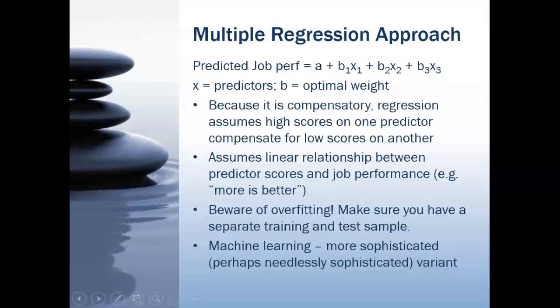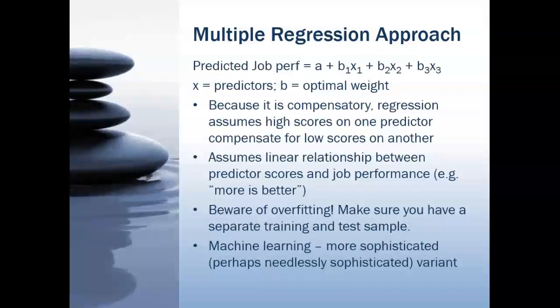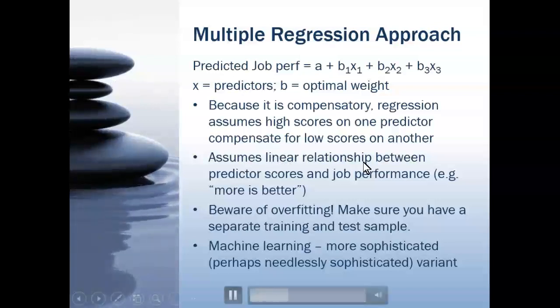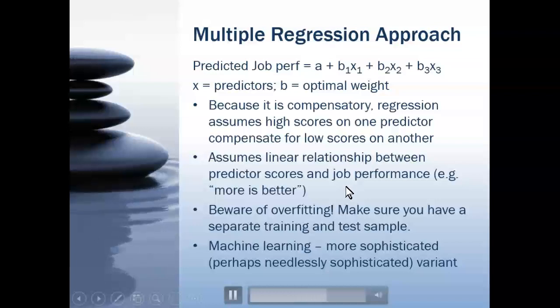First, it assumes that high scores on one predictor can compensate for low scores on another. Like I said, this is a compensatory approach. It assumes that any job candidate can have a mix of strengths and weaknesses, and that is okay. Next, it assumes that there is a linear relationship, class, between predictor scores and job performance.